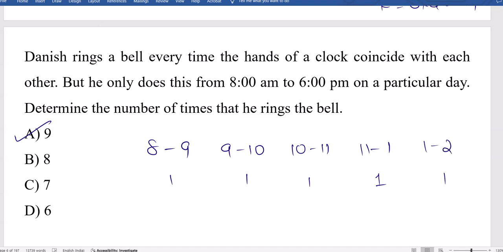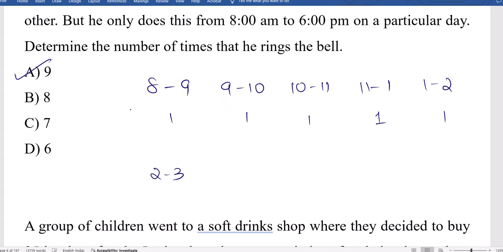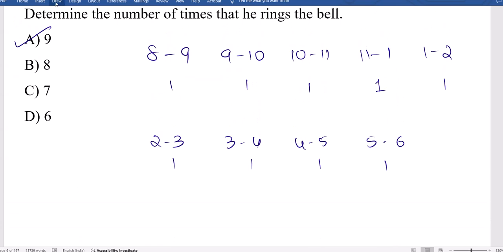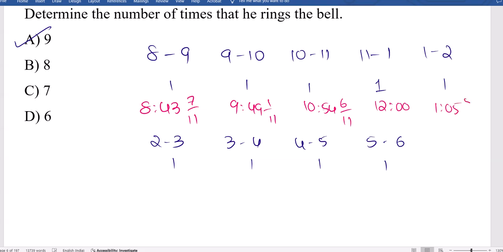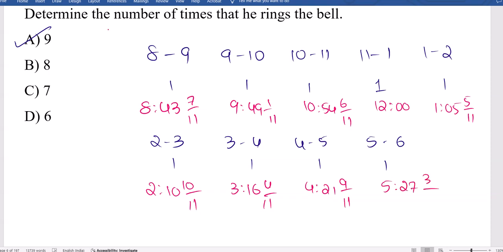And some people are worrying, sir, what is the timing? I'll let you know that timing exactly also. 2 to 3, 3 to 4, 4 to 5, 5 to 6, like this. If you count all, we got 9, fine. But they may ask you sometimes what is the time between 8 and 9 when it will coincide: 8:43, 7 by 11. 9 and 10, 9:49, 1 by 11. This is 10:54, 6 by 11. At 12 o'clock. This is 1:5, 5 by 11. This is 2:10, 10 by 11. This is 3:16, 4 by 11. 4:21, 9 by 11. 5:27, 3 by 11.